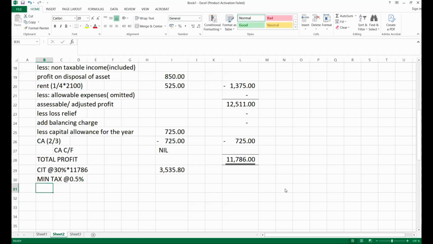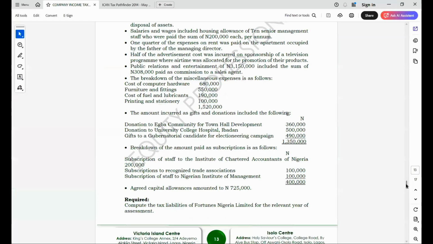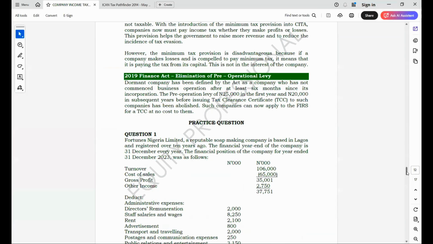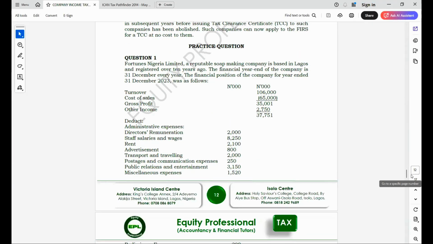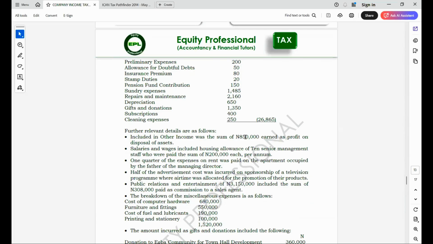In that case, let me go back to the question. Gross turnover, I told you, is the totality of all the income made by the company. So the gross turnover will be turnover, which is 106,000, plus other income. Other income is also an income, so we add 2,750. But included in this other income is non-taxable income of 850,000. This non-taxable income will be eliminated before calculating the gross turnover. Less the non-taxable income, minus 850,000. So our gross turnover will be 10.